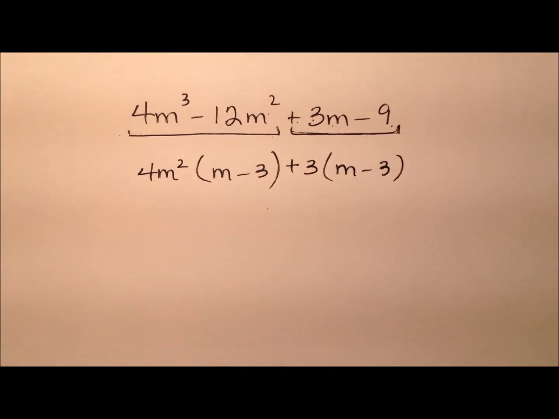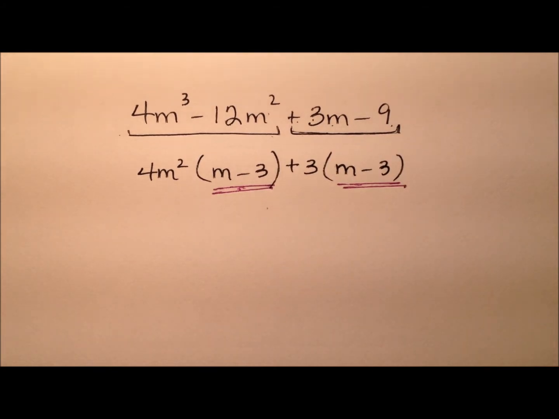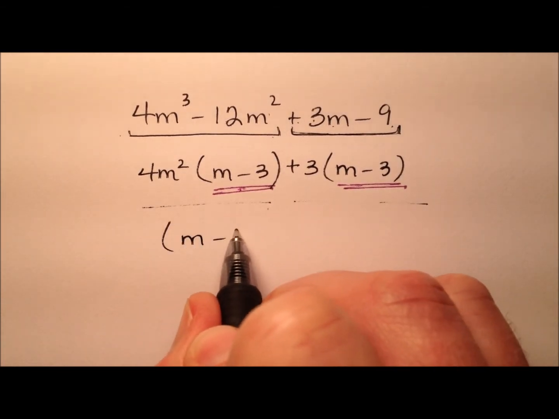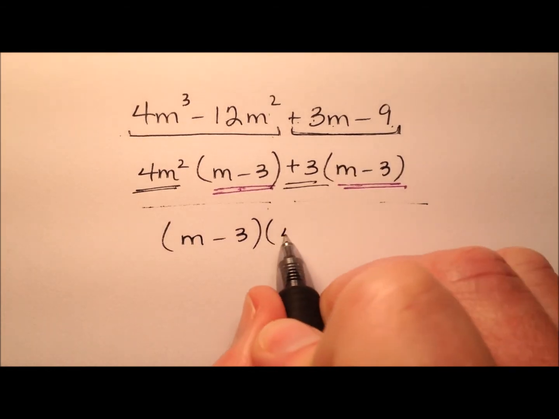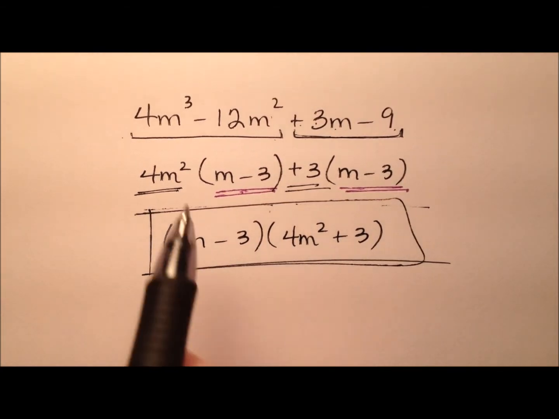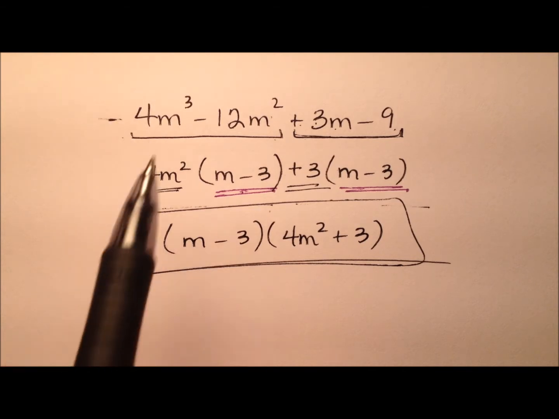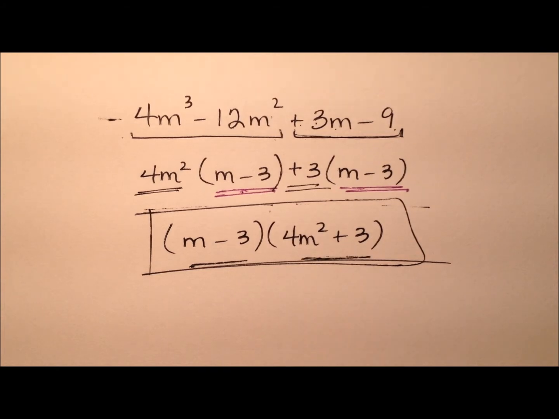Well, m minus 3. So here we are looking at an expression like we saw at the very beginning of the video. I have this m minus 3 that's going to be the same factor in both of these terms. So what I can do is go ahead and factor out that m minus 3. And then what's left over is this 4m squared and the positive 3. So here is the final factorization for this algebraic expression with 4 terms. And a quick note here: sometimes these factors can be factored again. In this case, we can't do any more, so this is the final answer.